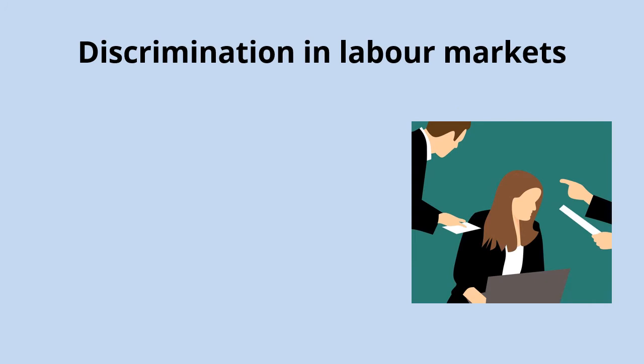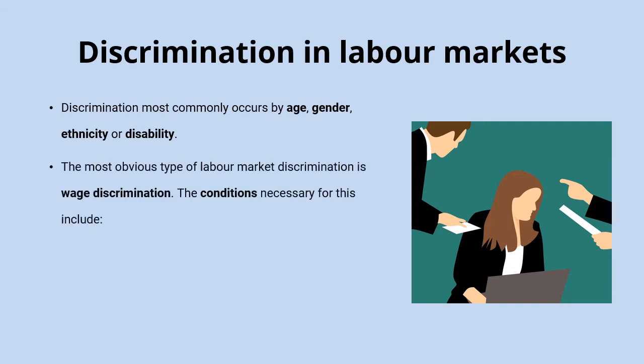This video is about the different forms and impacts of discrimination in labour markets. Now, there are a number of different groups that might find themselves unfairly discriminated against in labour markets. I would say probably most commonly it's likely to happen by age, gender, ethnicity or disability. And as well as these different groups, there's also a wide range of different forms or types that discrimination can take as well.